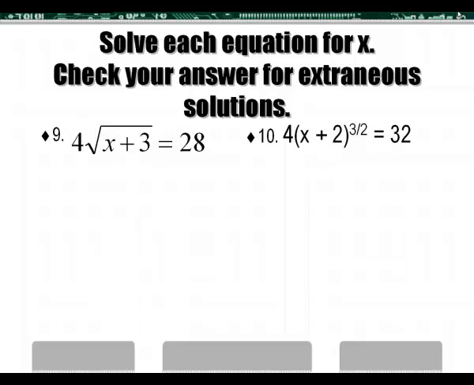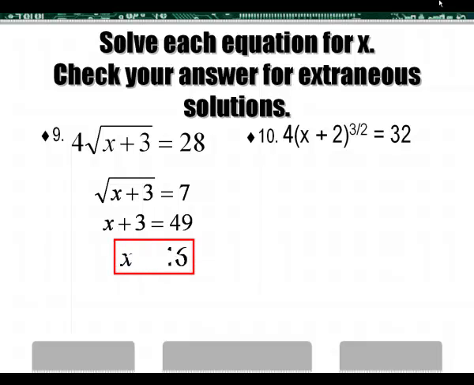Okay, number 9. We're going to begin by dividing by 4 to get that out of the way. So we're left with square root of x plus 3 equals 7. To get rid of your square root, we're going to square both sides. X plus 3 is left on the left, 49 on the right from squaring 7. And now we subtract 3 to get a final answer of 46.